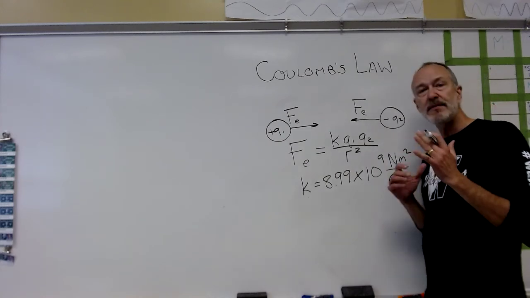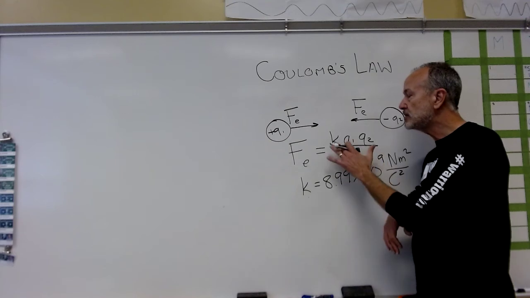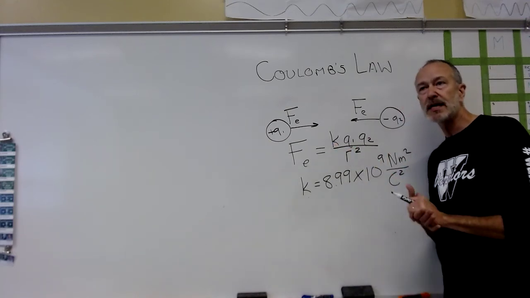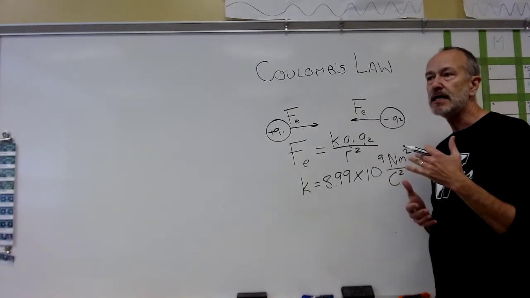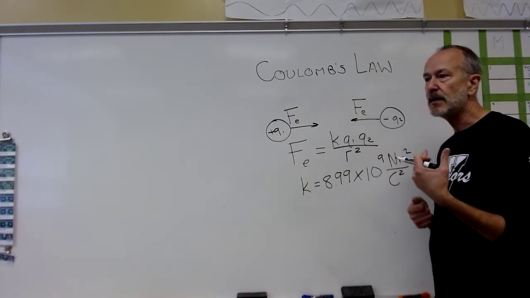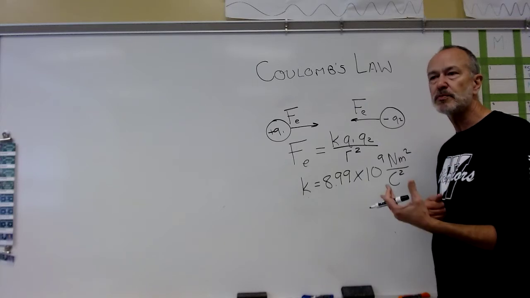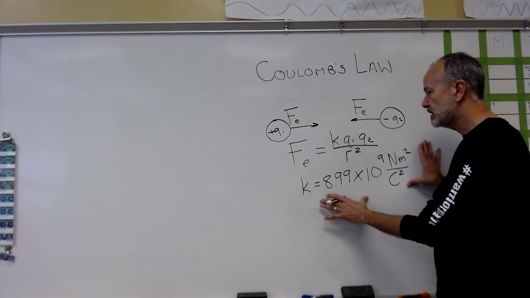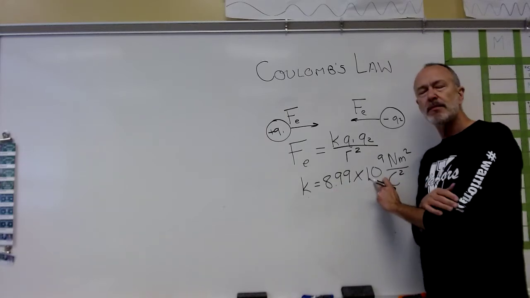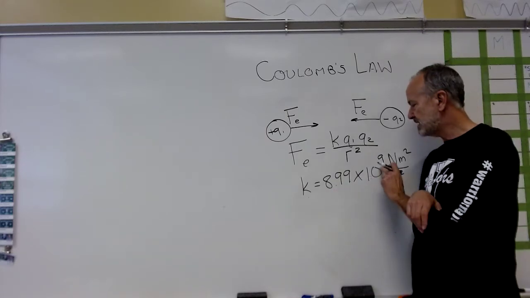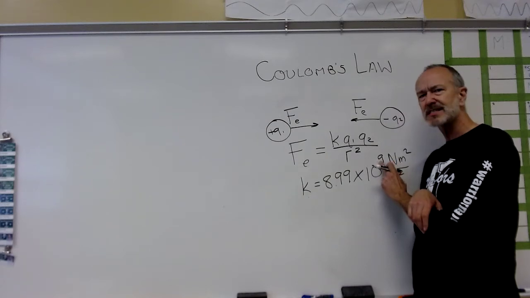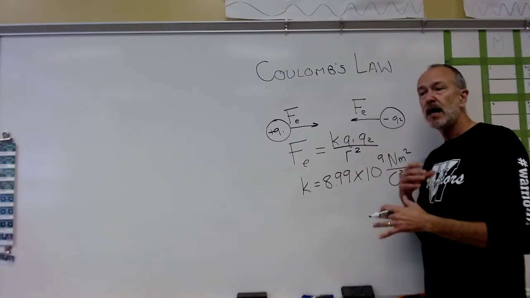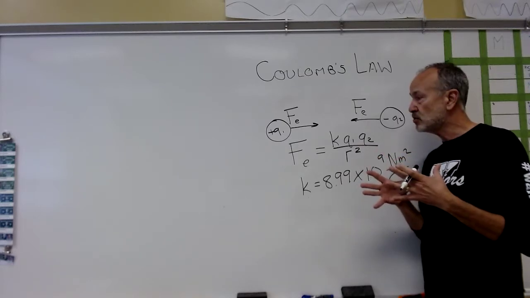For AP Physics C, there's another way of showing what that K is. It's 1 over 4 pi epsilon 0, which is the free space permittivity. But we're not going to deal with that right now. So this is a big number. Remember, the gravitational constant was 6.67 times 10 to the negative 11. So this is a huge number. And in fact, electrostatic force is really strong.